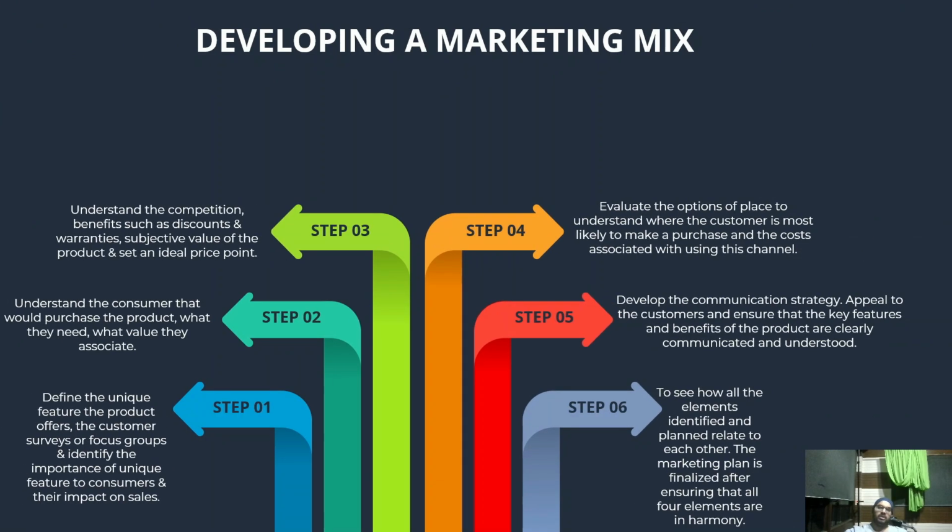Now let us understand what the steps are that are involved in developing a good marketing mix, and these steps should be followed by the book by a good marketing manager. So the first step is you define the uniqueness of your product. Now, how do you define the uniqueness of your product? The idea behind step number one is that you do not define the uniqueness of your product yourself. You define that uniqueness with the help of the customer.